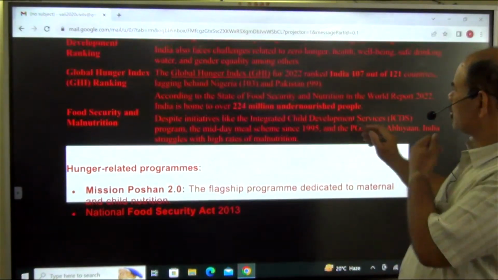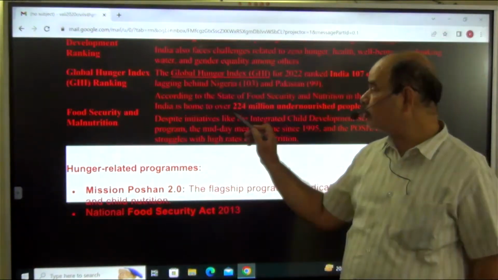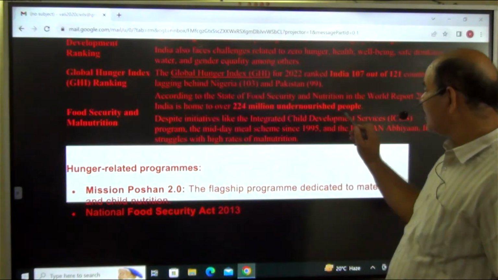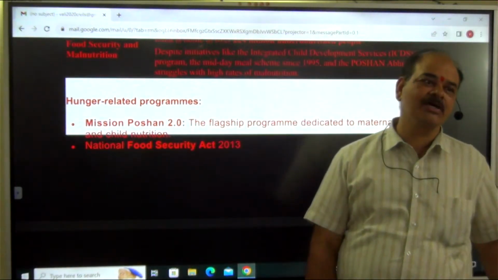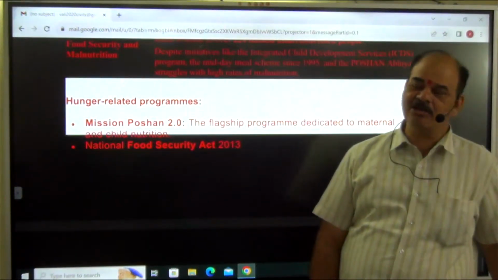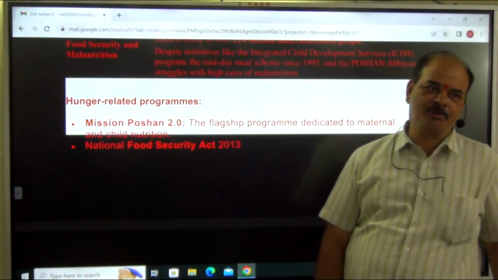According to the State of Food Security and Nutrition in the World Report 2022, India is home to over 224 million undernourished people. Many programs were initiated by the Government of India and also state governments, but still the outcome is not appropriate.